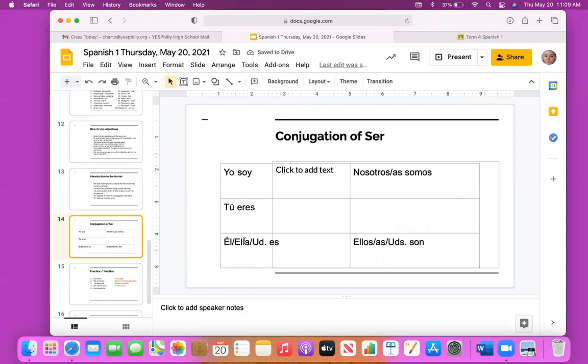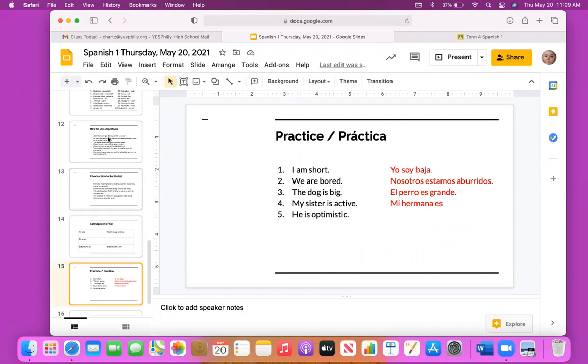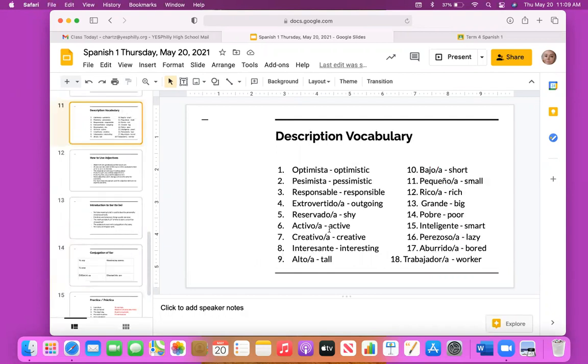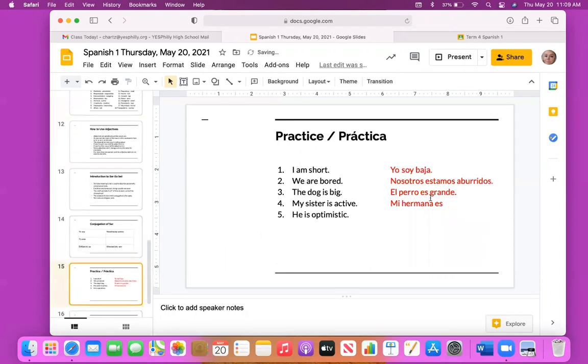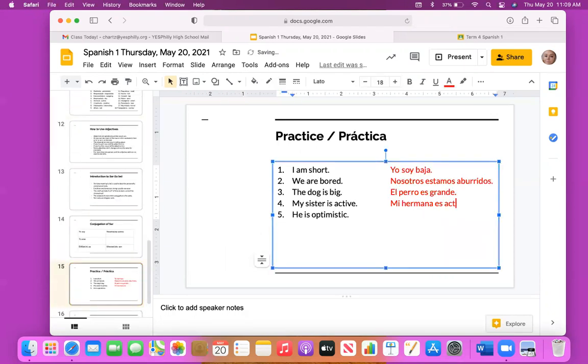And you see ella, you're talking about my sister. So it's she is. And then the word for active right here. So since it's a girl, I would do activa. And like I said, if you felt like it, you could do the at sign or the X. Either one is fine with me because I know that's a real thing and they do it, so that's fine.